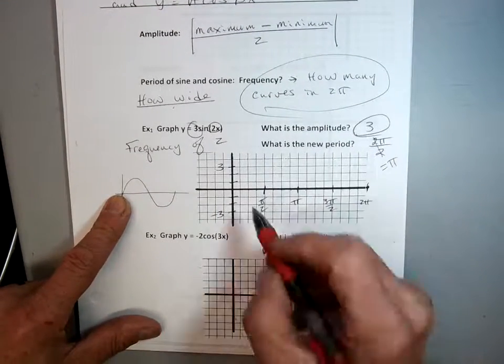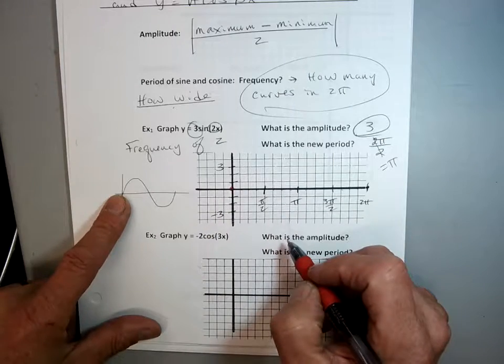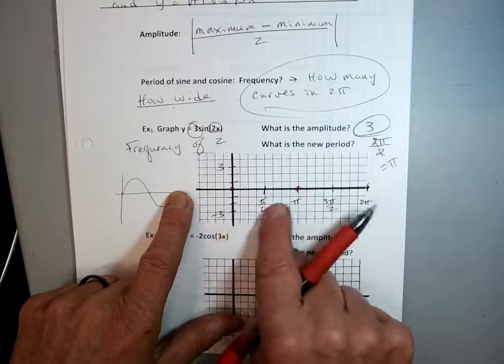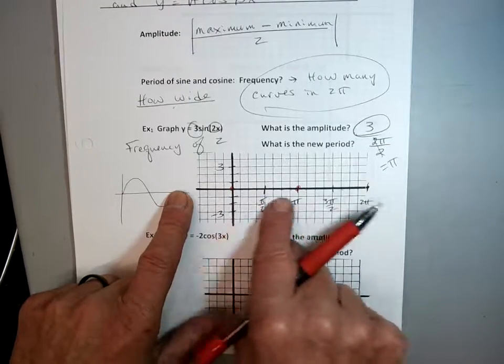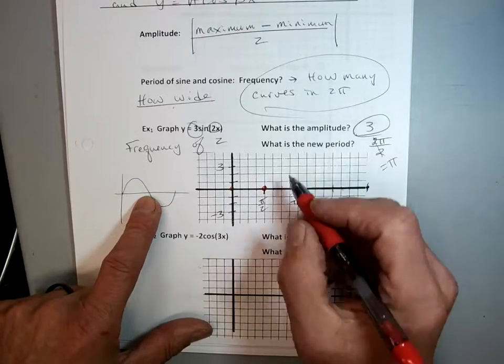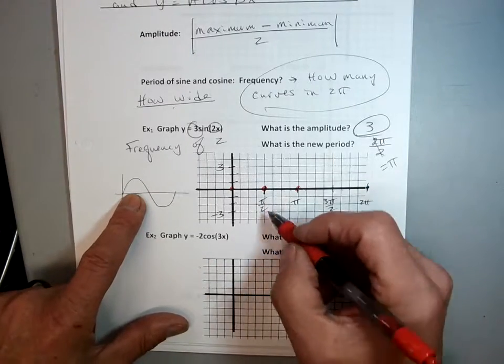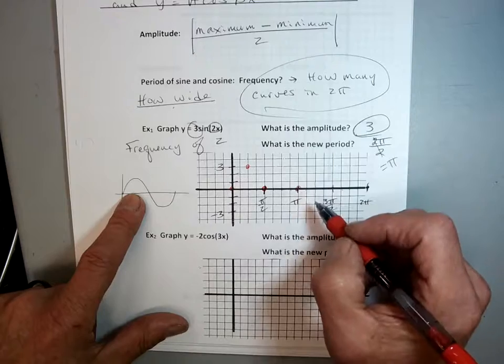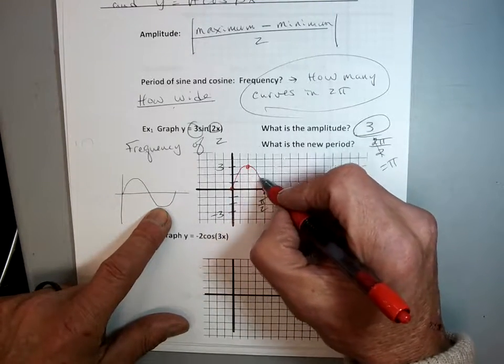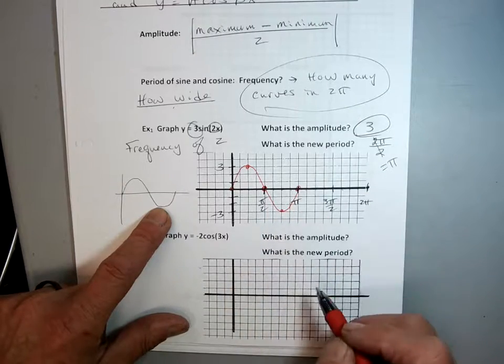Sine starts at 0. It ends at a height of 0, so I'm going to end it right here at pi so I can get it within the 0 to pi so I can get 2 of them in. Halfway through, it's going to be at 0. It's going to be up here at 3. It's going to be down here at negative 3, okay? So I'm going to get 1 curve in.